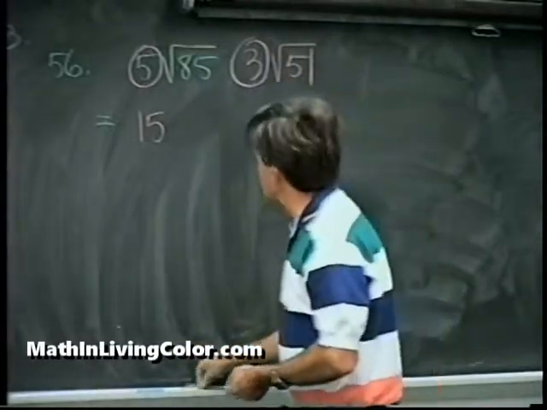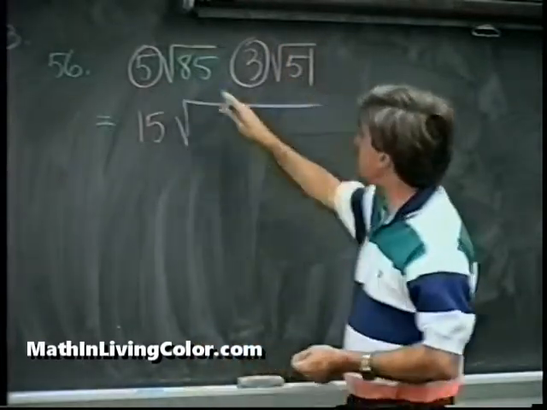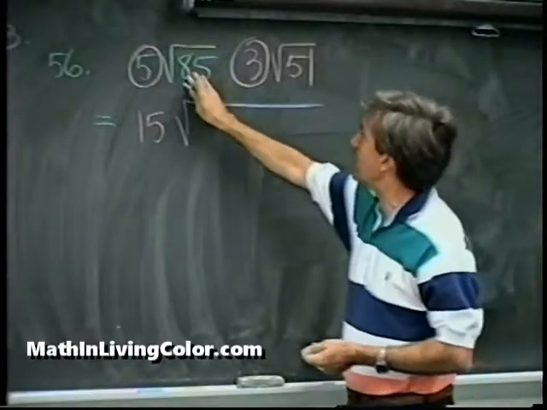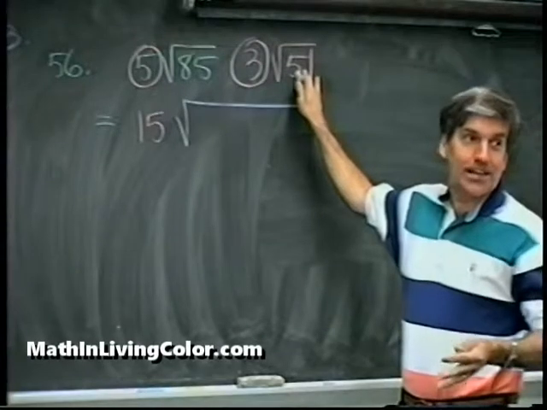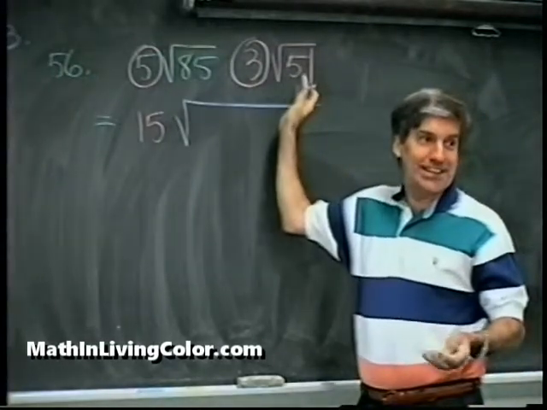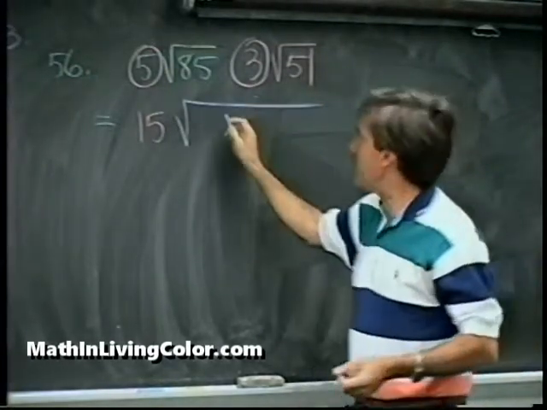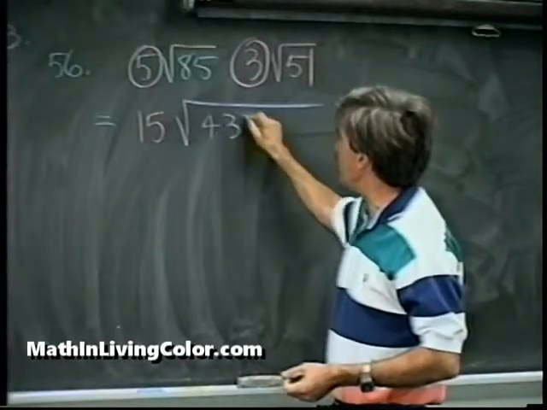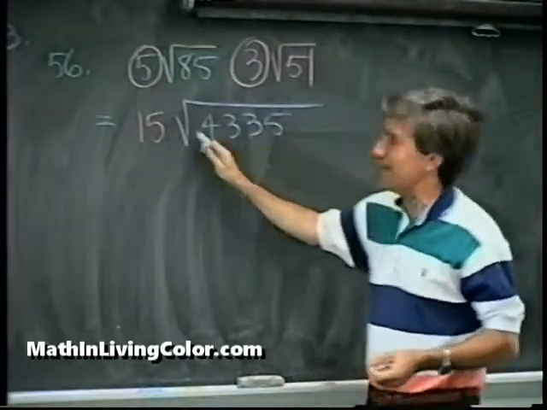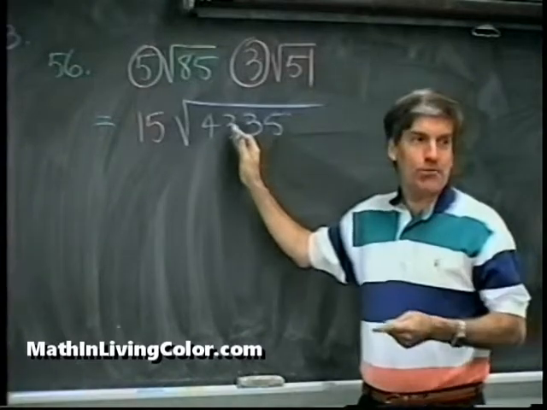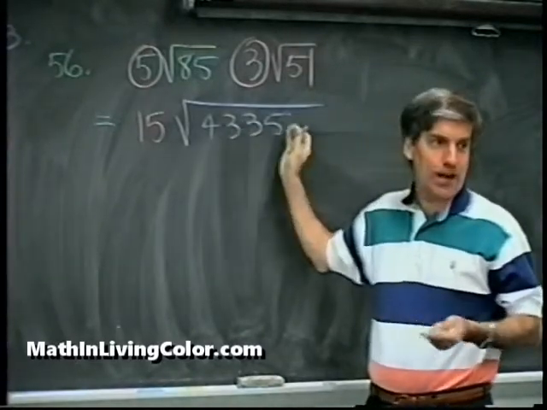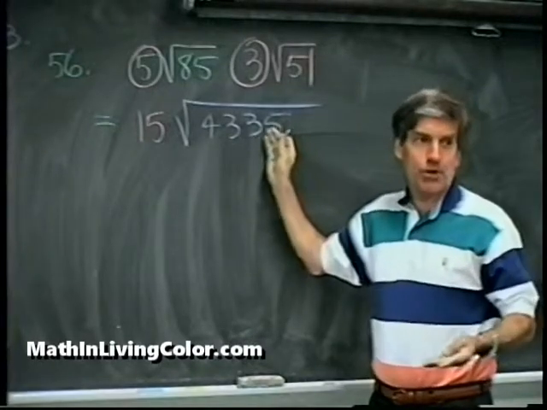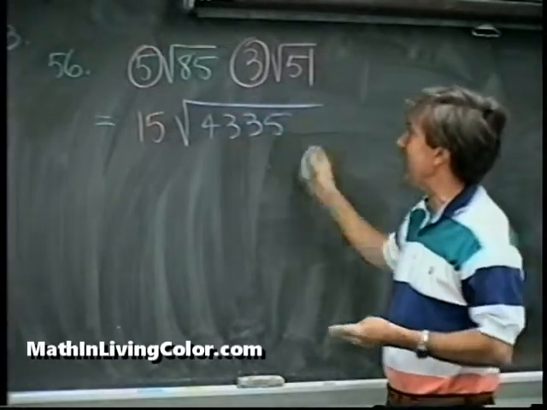And then we'll put the square root, and inside the square root we'd have 85 times 51. You could do that with a calculator if you wanted to. What do you get? 4335. Now, is that a good idea? Because now you've got to simplify the square root of 4,335. Now, how many people want to simplify a big number like that?